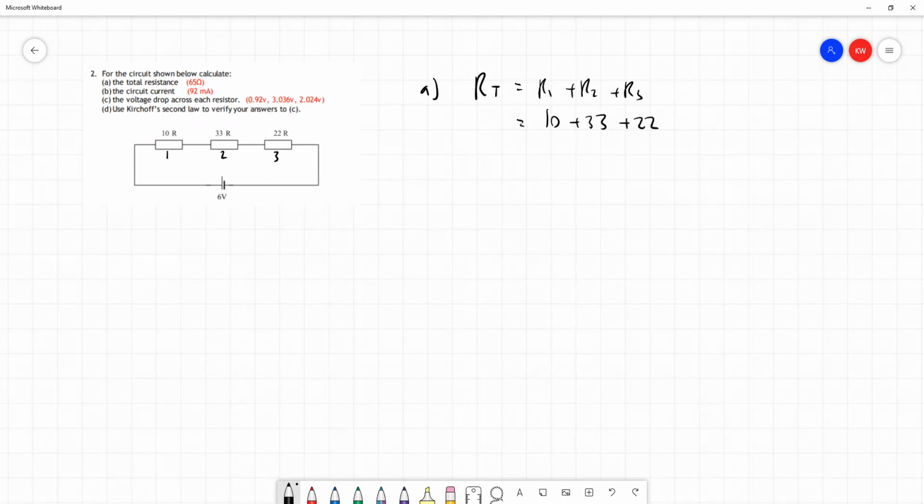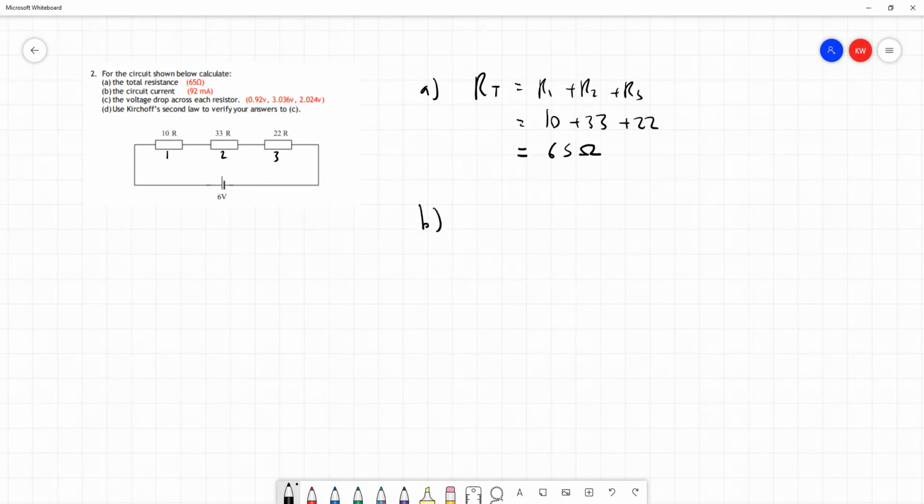And you'll notice in the question these are labelled with R's rather than the omega symbol for ohms. We can use these two interchangeably, but I will exclusively use ohms when writing my answers. So the omega symbol for ohms, I should say. So adding these together, we get 65 ohms. That's part A.